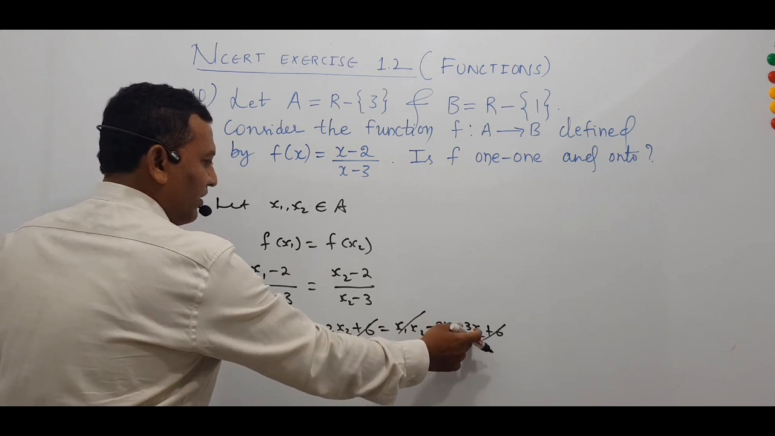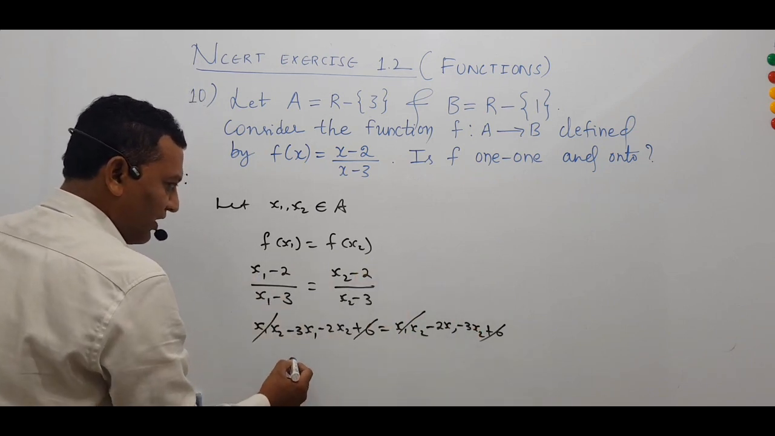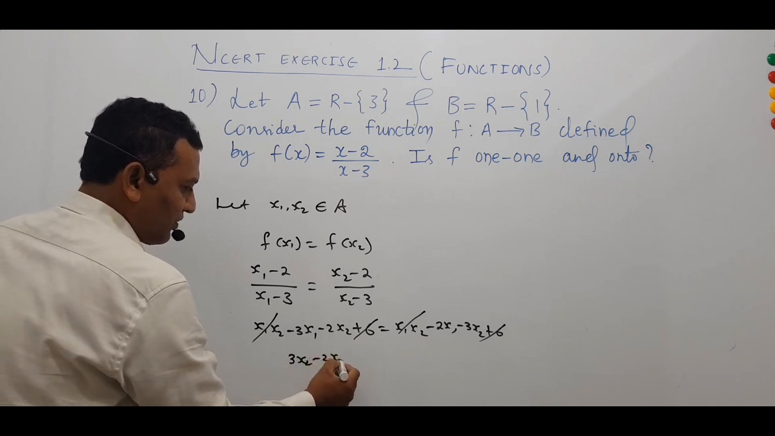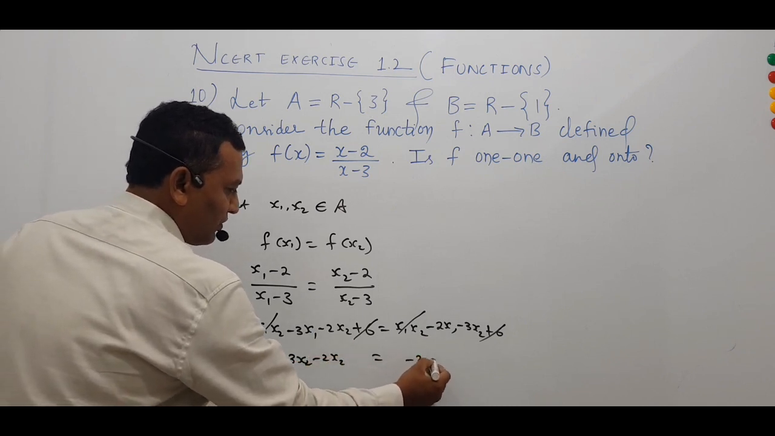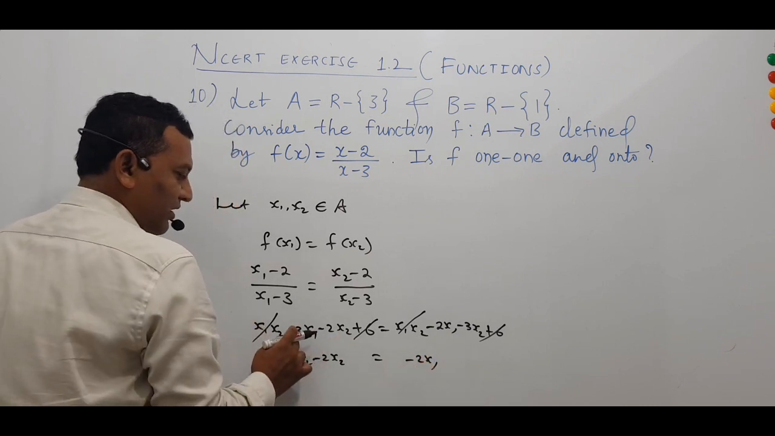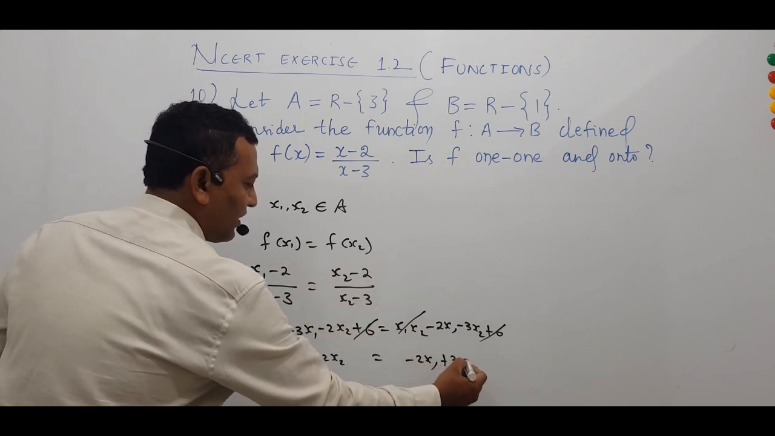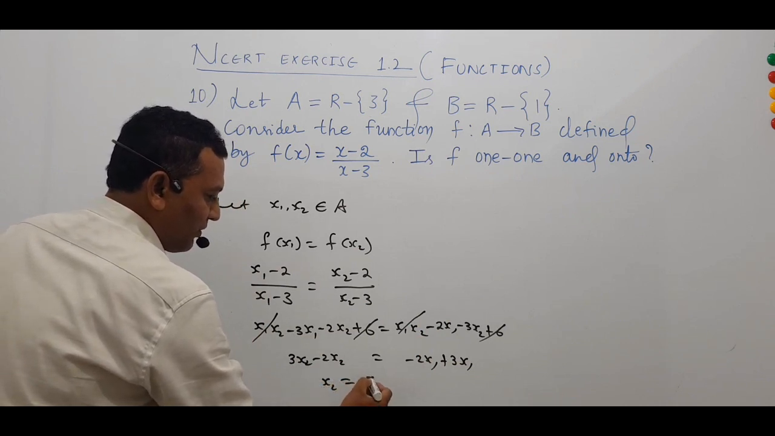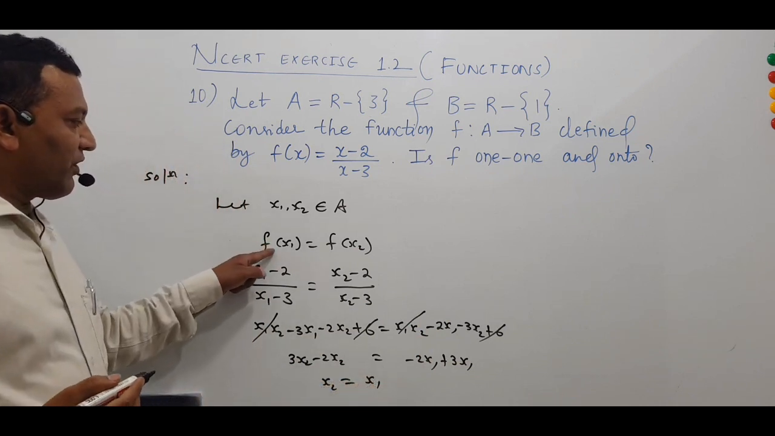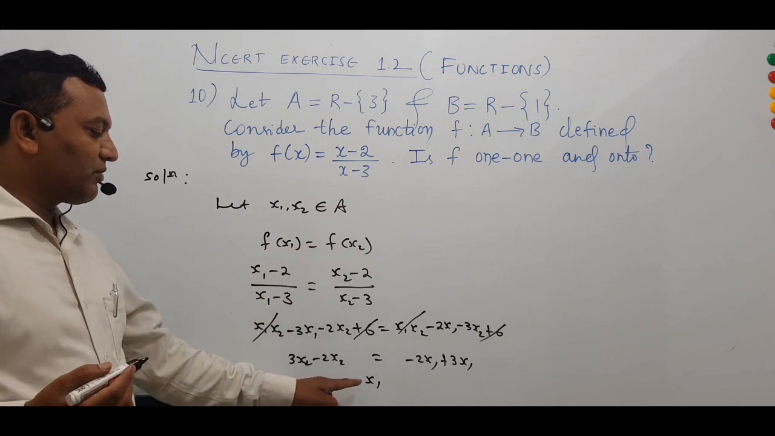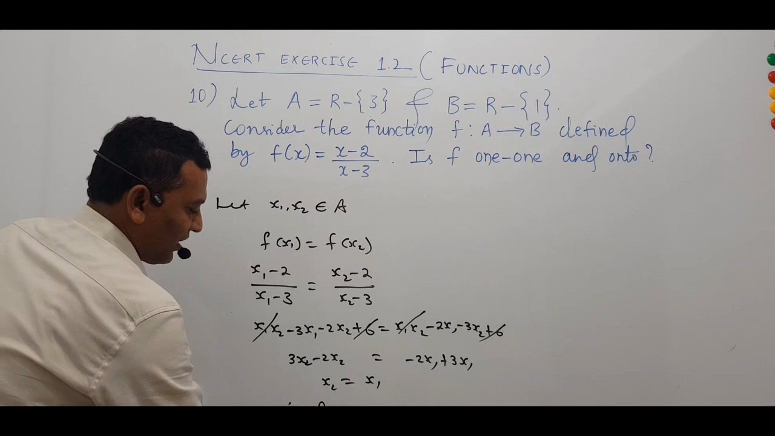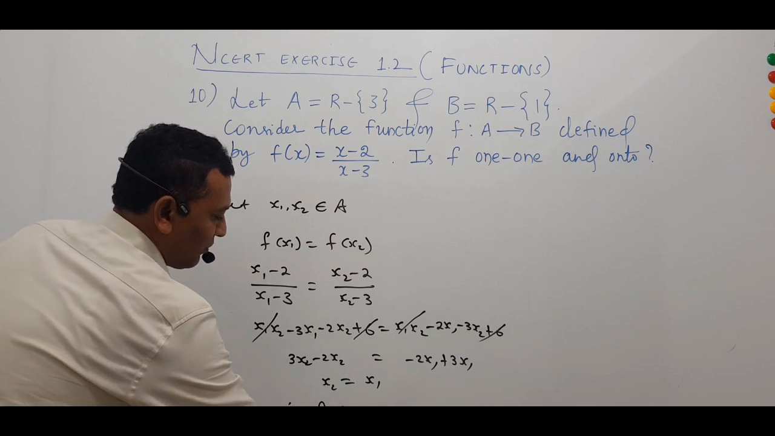I am going to bring minus 3x2 to the right side, it becomes plus 3x2. Already we have minus 2x2 here. Here we have minus 2x1. This minus 3x1 sent to the right side becomes plus 3x1. Now this becomes x2, and here it becomes x1. So for every f(x1) = f(x2), we got x1 equal to x2. Therefore, the function f is 1-1.